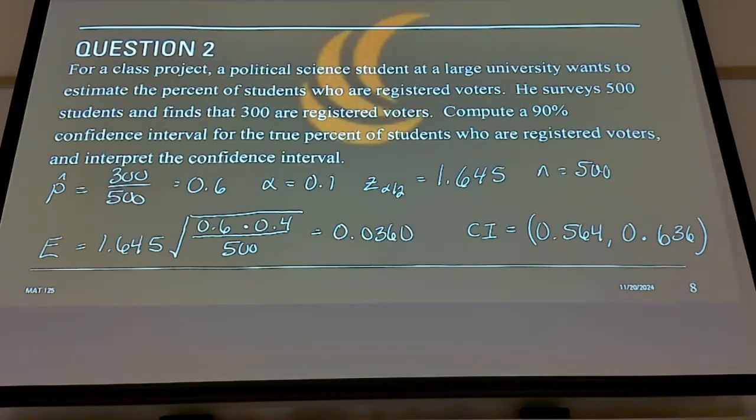So I have a question. So alpha will always be like 0.1? Alpha depends on the confidence level. It's always 1 minus the confidence level. Okay. What is the interpretation?